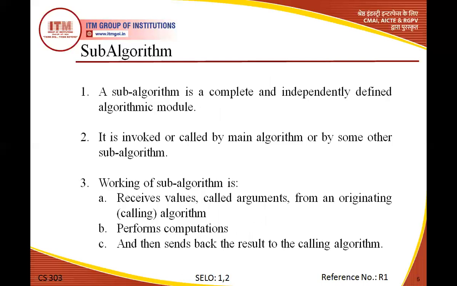Sub algorithm. Algorithm is there and some sub algorithm is there. So what is the difference between them actually? A sub-algorithm is a complete individually defined algorithm module. It's also an algorithm module, a sub-module actually. It's a complete algorithm, but with some differences from the main algorithm. A sub-algorithm is also a complete independently defined module. It is called by the main algorithm or by some other sub-algorithm. Whenever you create a module, it can be called by any main algorithm or any sub-algorithm.